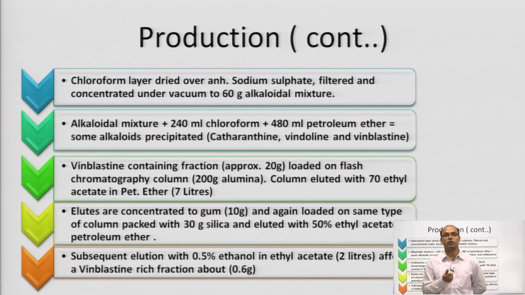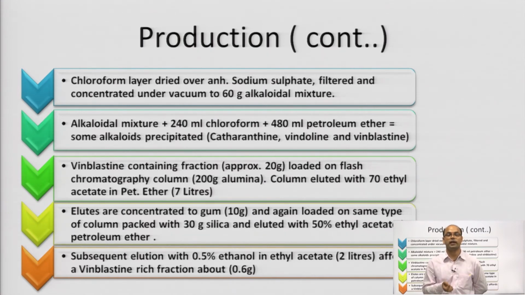is loaded on the flash chromatography column, which contains around 200 gram of alumina. The column is eluted with 70% ethyl acetate, which is prepared in petroleum ether, and around 7 liters of ethyl acetate petroleum ether mixture we have used for this elution. The eluates thus obtained are then concentrated to a gummy extract, which is around 10 grams, and again reloaded on the same type of column, which is packed with 30 gram of silica and eluted with 50% ethyl acetate in petroleum ether.